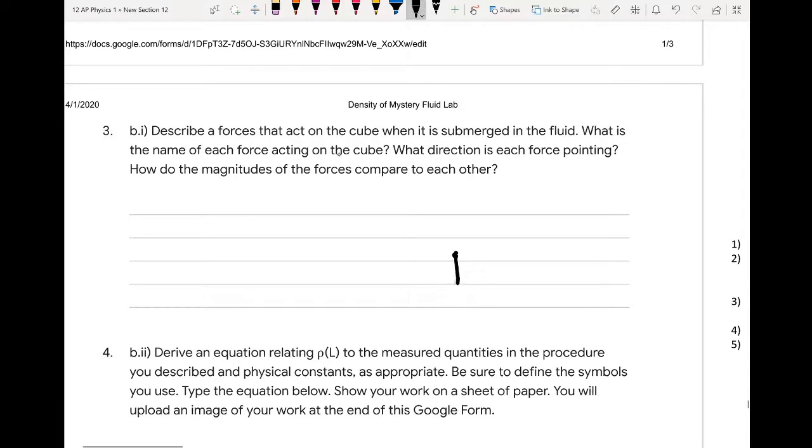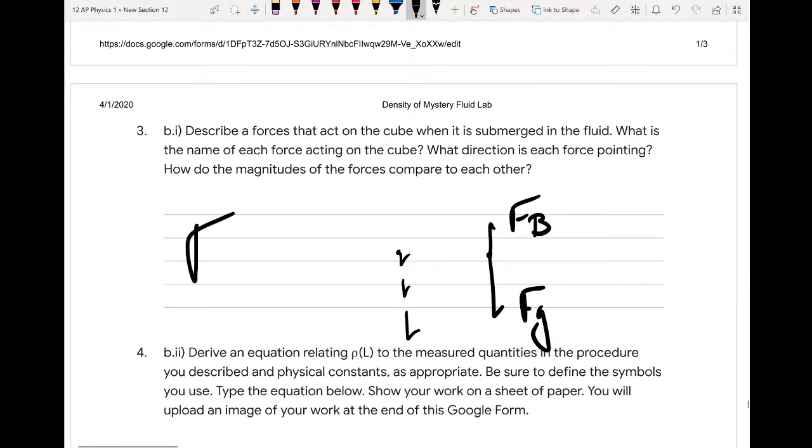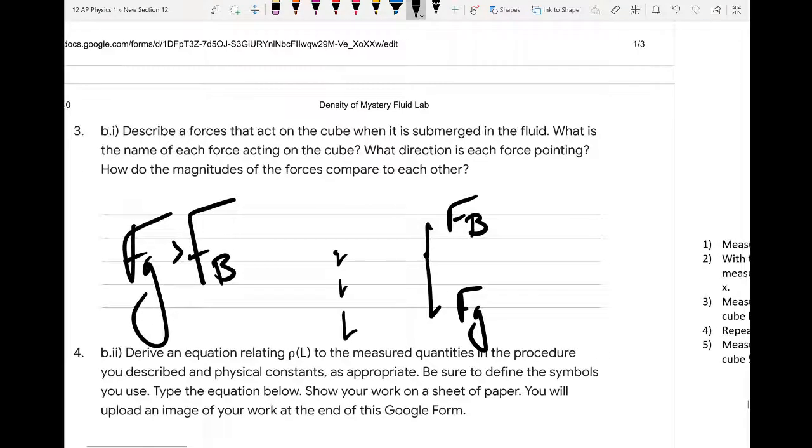So we know that we have, like we said before, gravitational force, and we have the buoyant force. And because it's sinking, it's accelerating downwards. So we have a downwards net acceleration, which means that Fg is going to be greater than the buoyant force. So that's really all we have to do for this one.